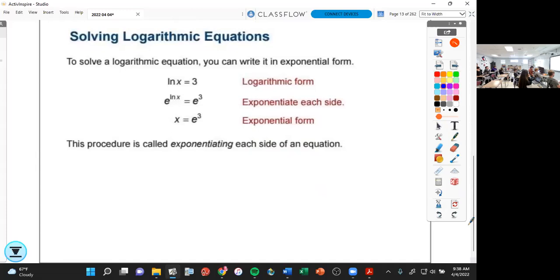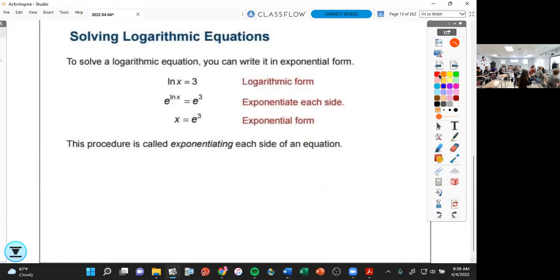To solve a logarithmic equation, you can write it in exponential form. The natural log of x equals 3. What's the base when you're dealing with natural log? Natural log is base what? Common log is base 10. Natural log is base e. So what I can do, and you can see they've done it in the next step, is they turn natural log into an exponent, and they turn the 3 into the exponent. What base did they choose? E. Why E? Because that's the base of natural log.